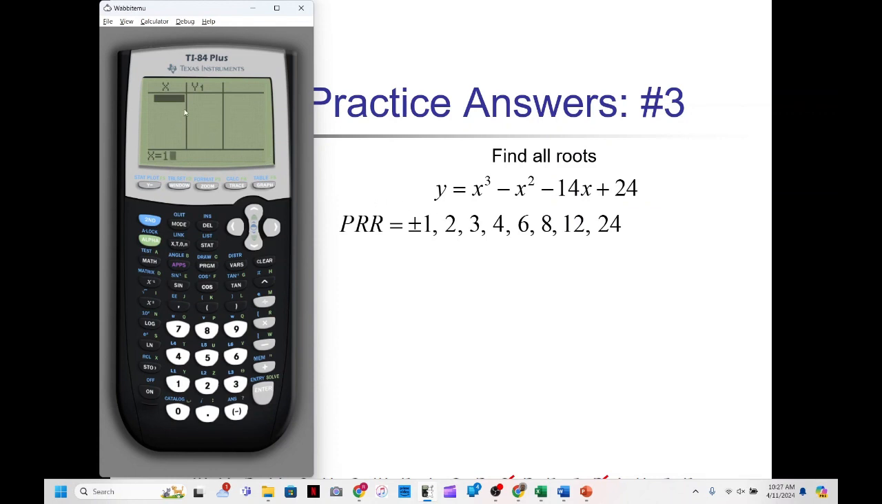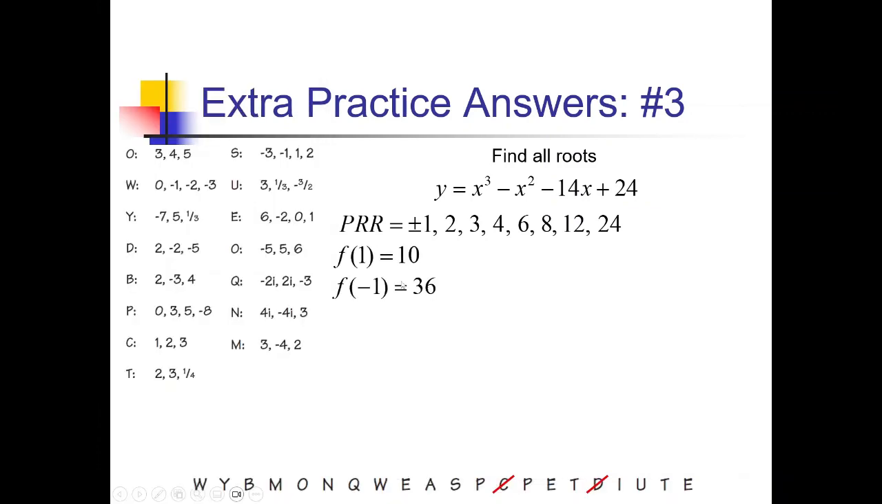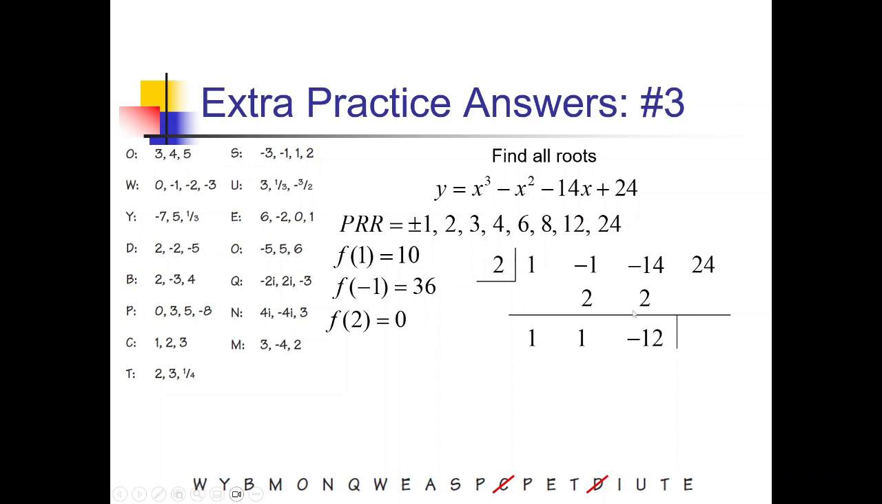So plugging in 1 gives me 10. -1 gives me a value of 36. 2 gives me 0. Nice. On the third try. So these 1 and -1 didn't work out, but 2 gave me 0. So let me use synthetic division with 2. So we got coefficients of 1, -1, -14, and 24. Box number of 2. Bring down our 1, times 2 gives me 2, plus -1 gives me 1, times 2 gives me 2, plus -14 is -12, times 2 is -24, which cancels out.